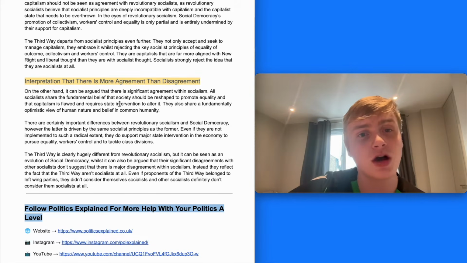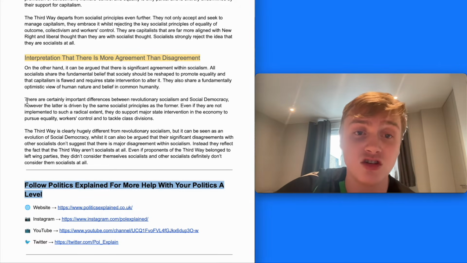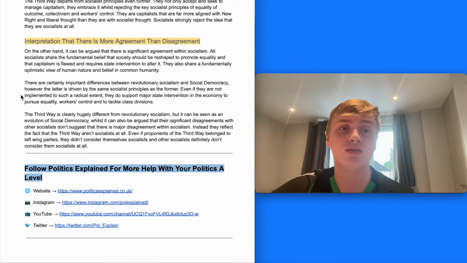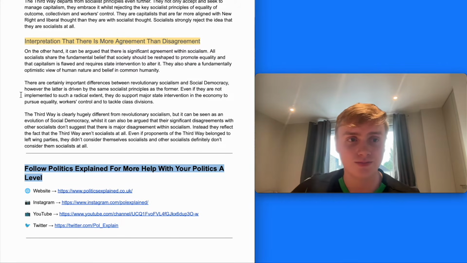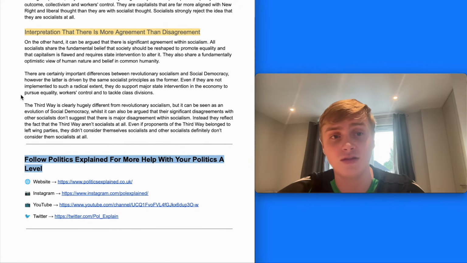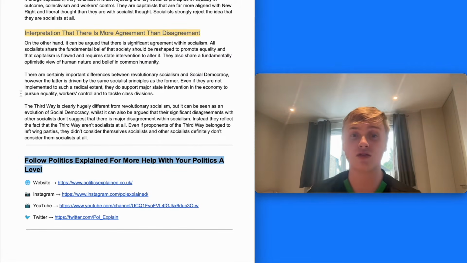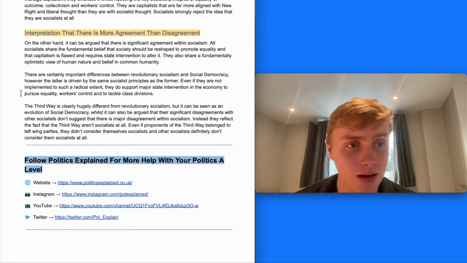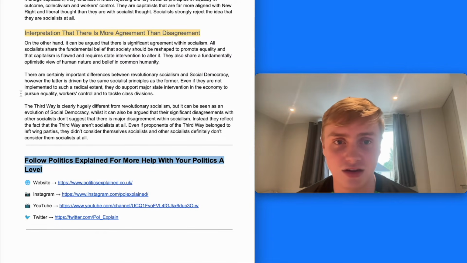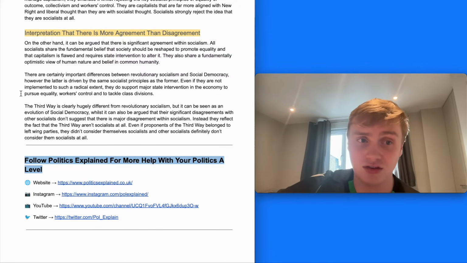On the other hand, it can be argued there's significant agreement within socialism. All socialists share the fundamental belief that society should be reshaped to promote equality, and that capitalism is flawed and requires state intervention to alter it, even if they believe in different extents of this. And they also share a fundamentally optimistic view of human nature and belief in common humanity. There's certainly differences between revolutionary socialism and social democracy, but the latter is driven by the same principles as the former. Even if they're not implemented to such a radical extent, they do support major state intervention in the economy to pursue equality, workers' control, and to tackle class divisions.